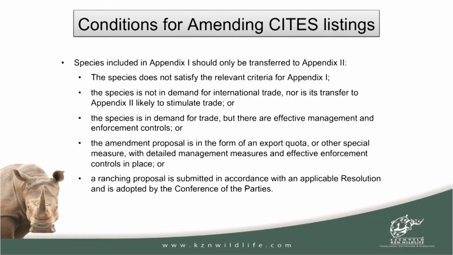Species in Appendix 1 should only be transferred to Appendix 2 under the following conditions. Obviously, if the species does not satisfy the relevant criteria for Appendix 1; the species is not in demand for international trade; the species is in demand for trade, but there are effective management and enforcement controls in place; or the amendment proposal is in the form of an export quota or other measure that will have effective enforcement controls, or it's a ranching proposal.